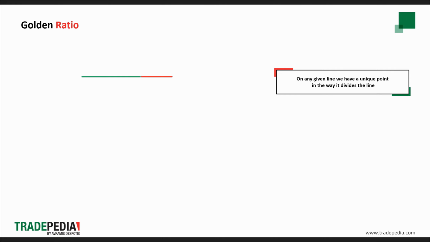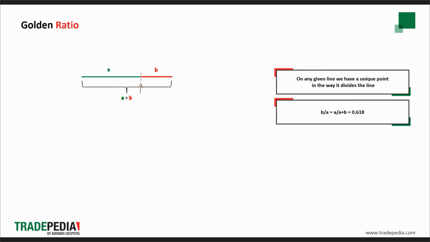Pythagoras stated that on any given line, there is this point on the line that's unique. It's not in the middle. It doesn't just cut the line in half. It's a little bit to the right. For example, this point over here is a unique point. All lines should have them. Why is this point so unique? Because if you divide B by A, you will get the same number as dividing A by A plus B. So B divided by A is equal to A divided by A plus B.